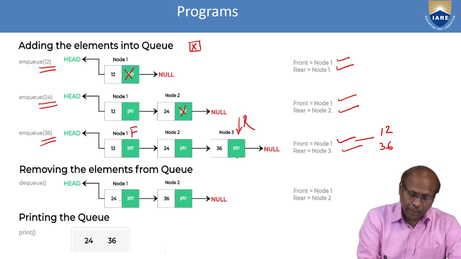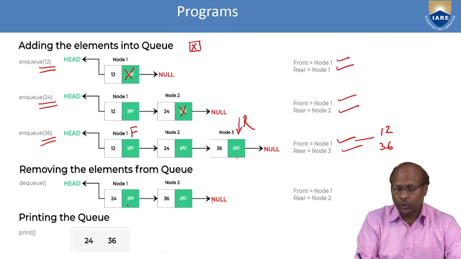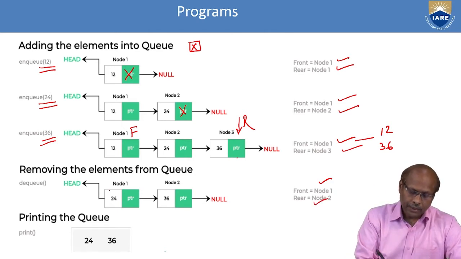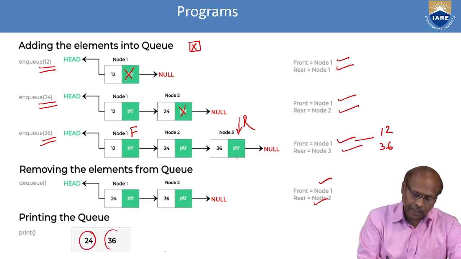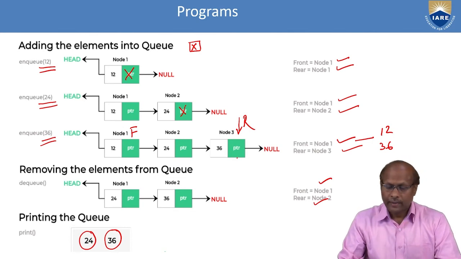So after removing 12, 24 will become node 1. Then this 36 is node 2. So node 1 is now 24, node 2 is now 36, because the first node is removed and deleted. So when I want to display the data, I will get 24 as well as 36. So this is the way you have to get the output.